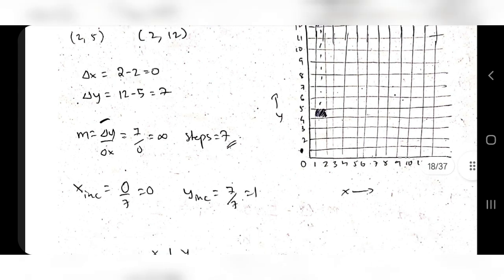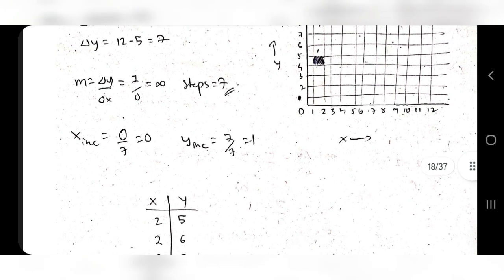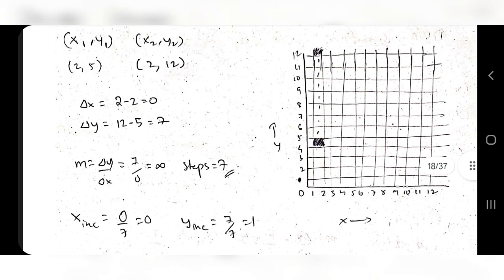So what is the slope? Delta y by delta x, 7 by 0, is infinity, so the slope is infinite here, but the number of steps is 7. We have to take the greater value between delta x and delta y. So what is the increment in x? Delta x by number of steps, which is 0 by 7, it's 0. For y increment, what is the change in y? Delta y is 7. How many steps are there? 7, so it is 1. So in each step we increment x by 0 and y by 1 each time. So it will form a straight line here.